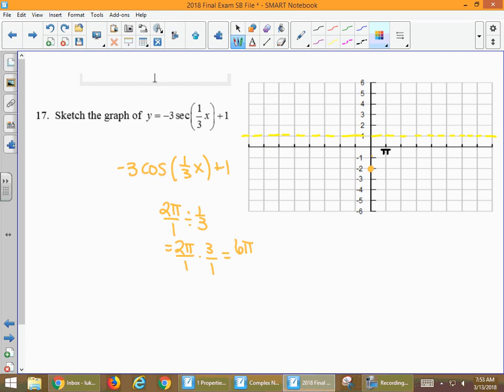I'm going to be back to that minimum value after 6 pi. 1, 2, 3, 4, 5, 6. Halfway in between, I have a maximum. That's going to be at 3 pi, and that's going to be 3 up from my midline. Halfway in between my max and my min, I'm going to cross my midline, so it's going to be 1.5. I'm going to dot in my cosine graph. I'm going to go ahead and keep this pattern going. Go in 1.5 boxes.